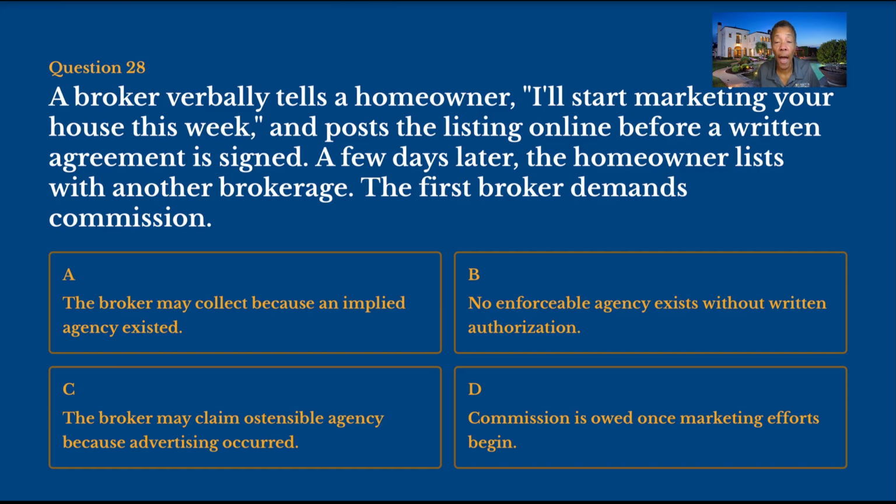And let's look at B, no enforceable agency exists without written authorization. The answer here would be B, no enforceable agency existed without written authorization. Please understand that you do not all the time have to have written authorization. It depends on what state you are in to collect a commission, right? So it really just depends on what state you're in. But here, under the national law, there was no enforceable agency here. There was nothing that indicated that this person was their agent.